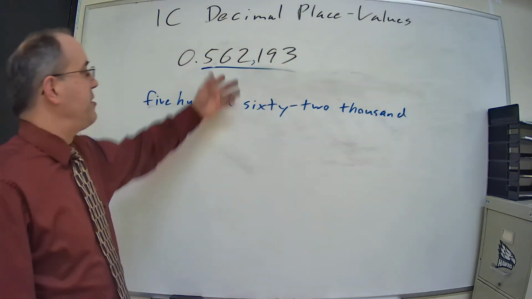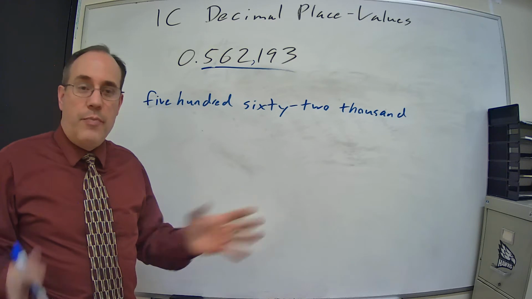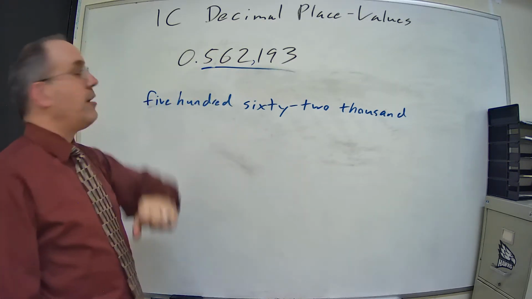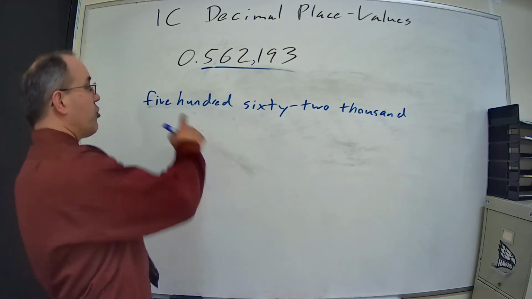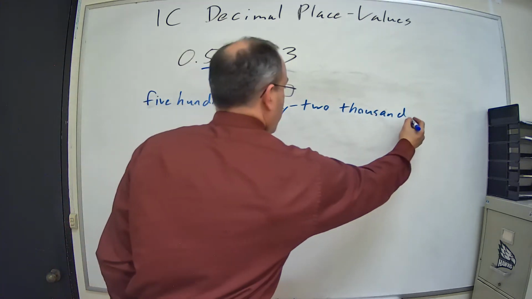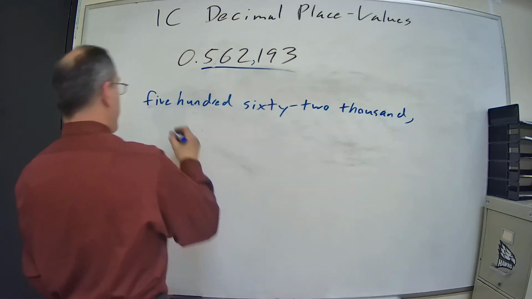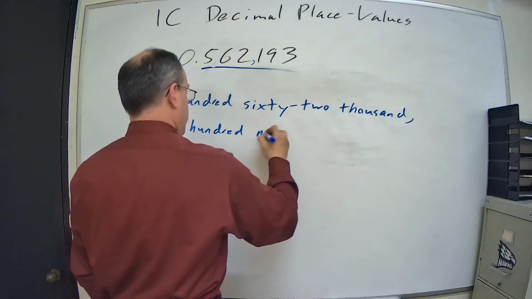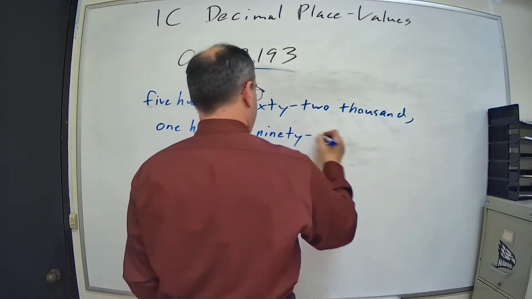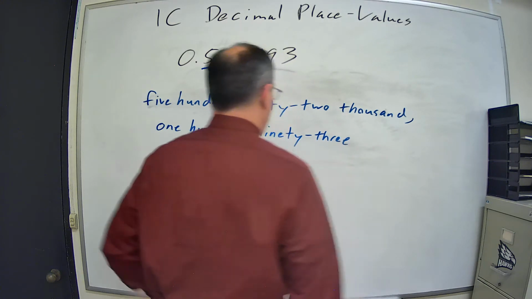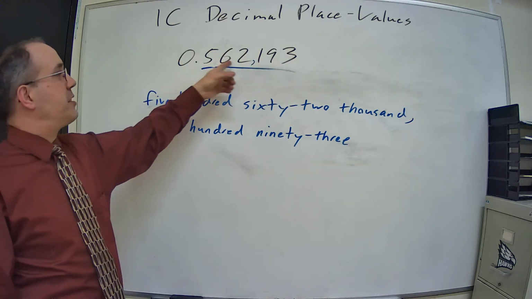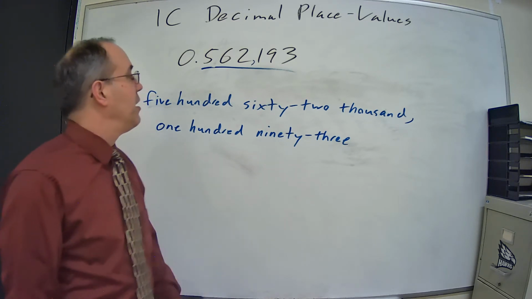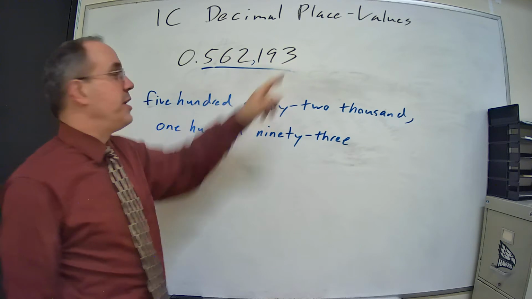And see how easy it is to make a little mistake? That's okay. Mistakes are okay. We just have to look and go, oops, and go back and fix it. So 562,000, comma, 193. So we have 562,193, and then to complete it, we look at the rightmost place value.